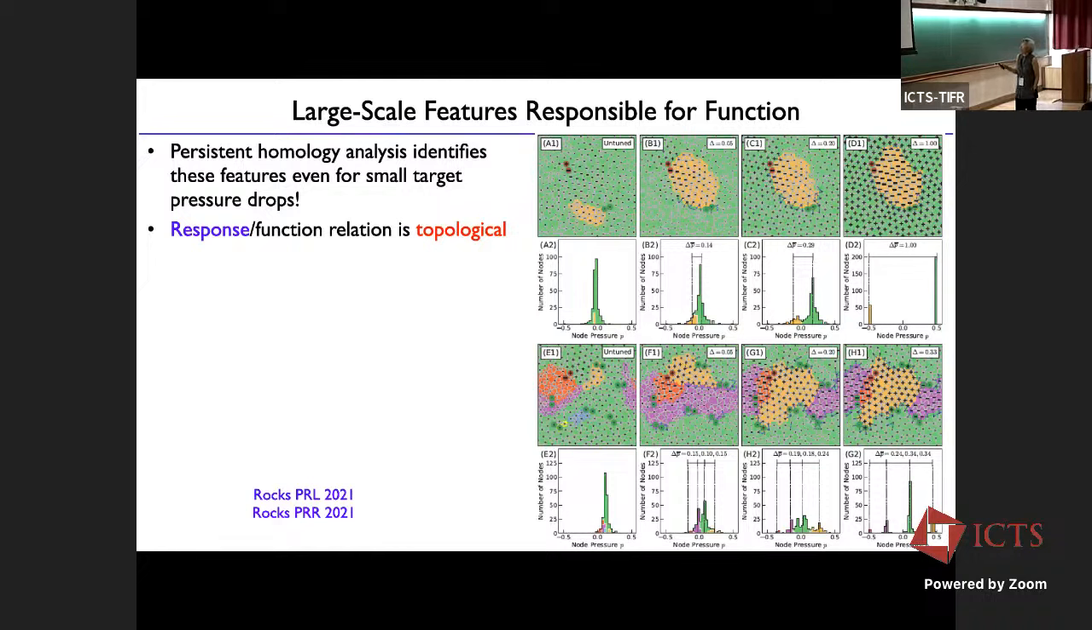Here's a less extreme case. This is a target voltage drop of only 0.2. Again, I can look at the distribution of node voltages. And I say pressures because it's for the flow network. So sometimes I'll say pressure, sometimes I'll say voltage, but they're the same thing. Now these two distributions are starting to overlap. But if I look at the difference between these two, it's 0.29.